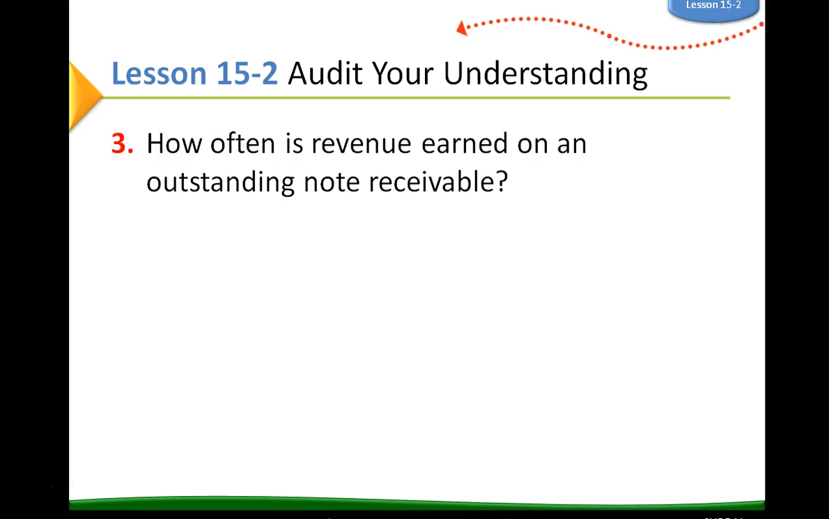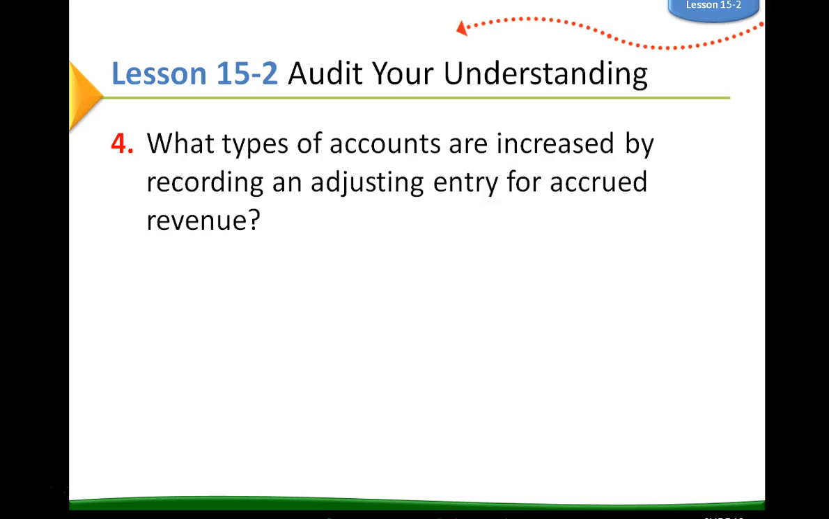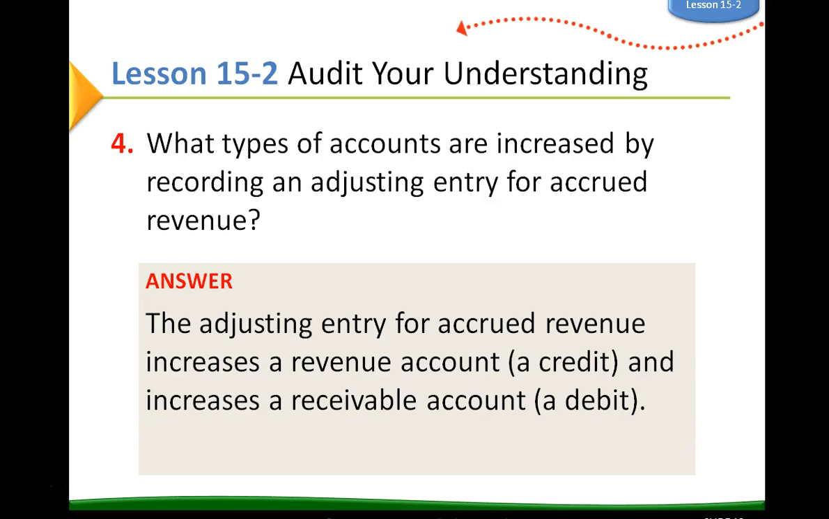How often is revenue earned on an outstanding note receivable? Daily. But that's why we do the number of days divided by 360, because we don't want to make an entry every day. What types of accounts are increased by recording an adjusting entry for accrued revenue? The adjusting entry for accrued revenue increases the revenue account, which is a credit, and increases the receivable account, which is a debit. That's it.